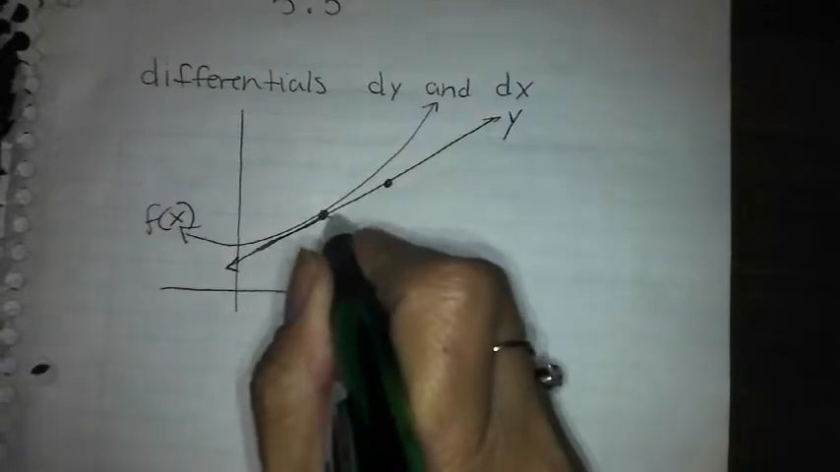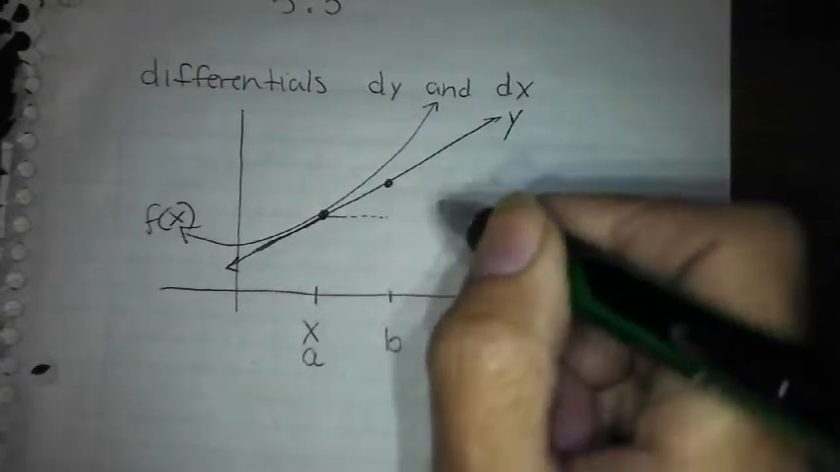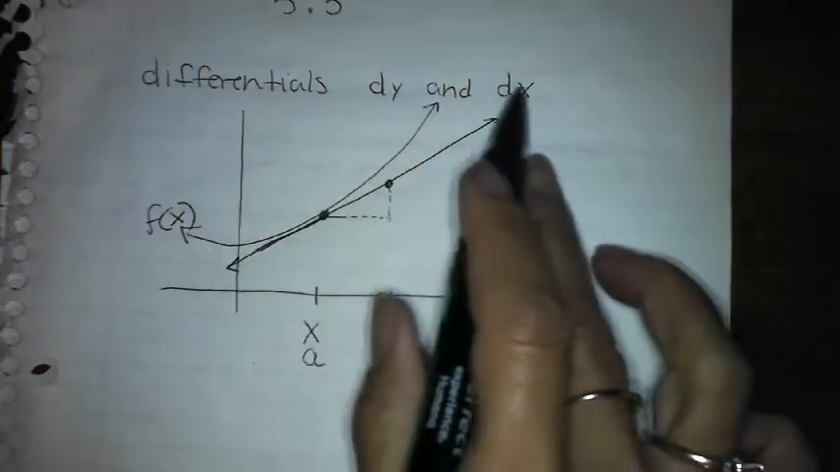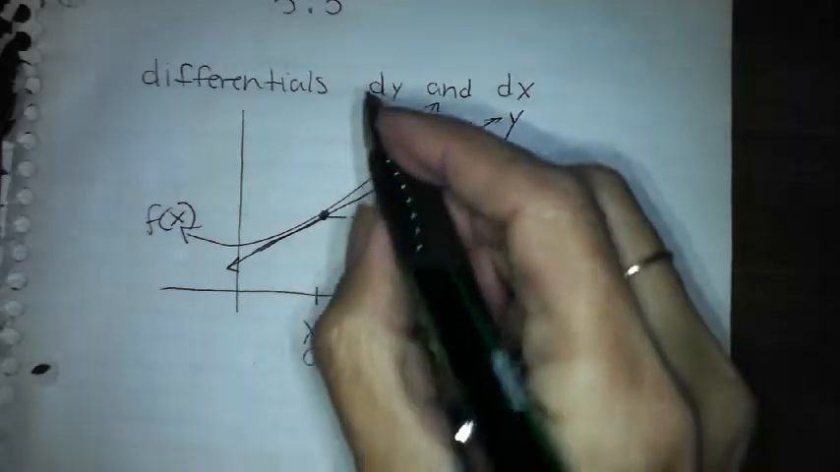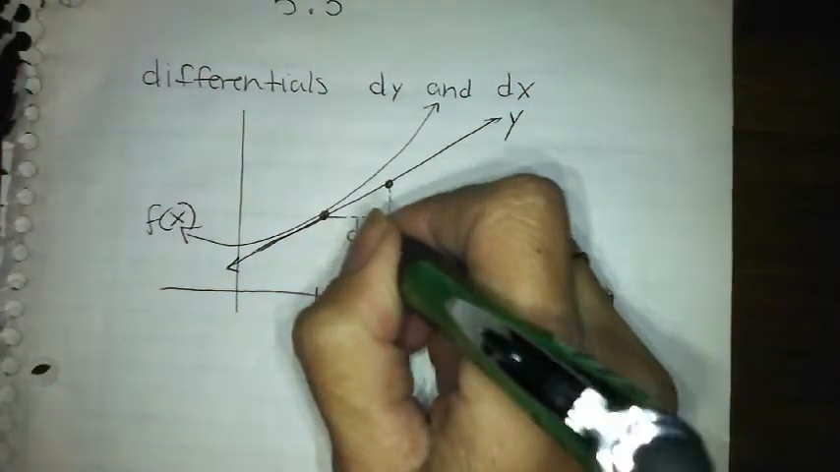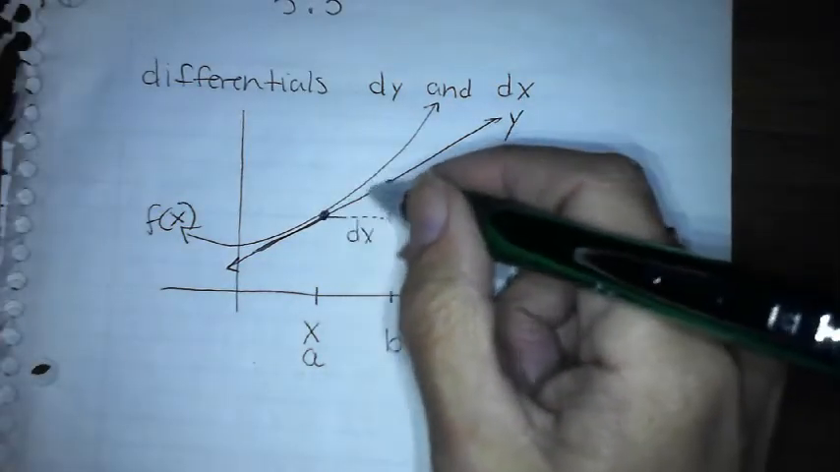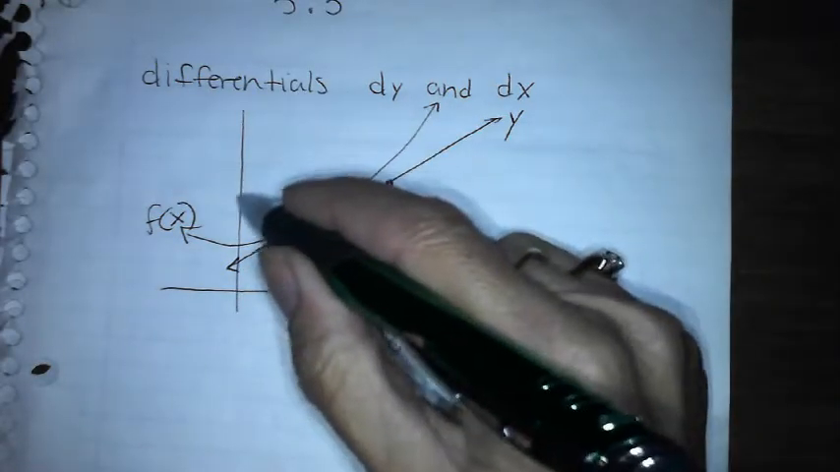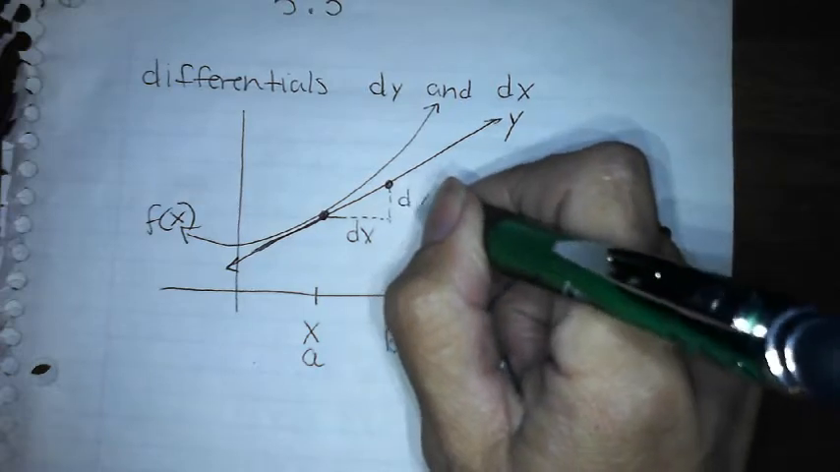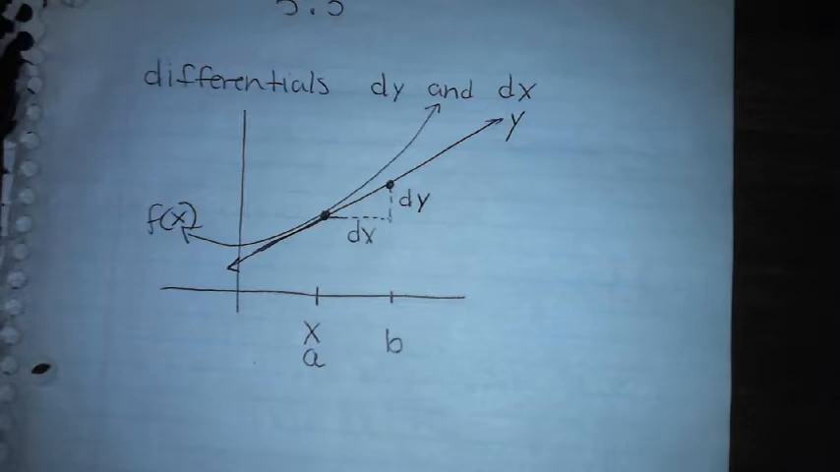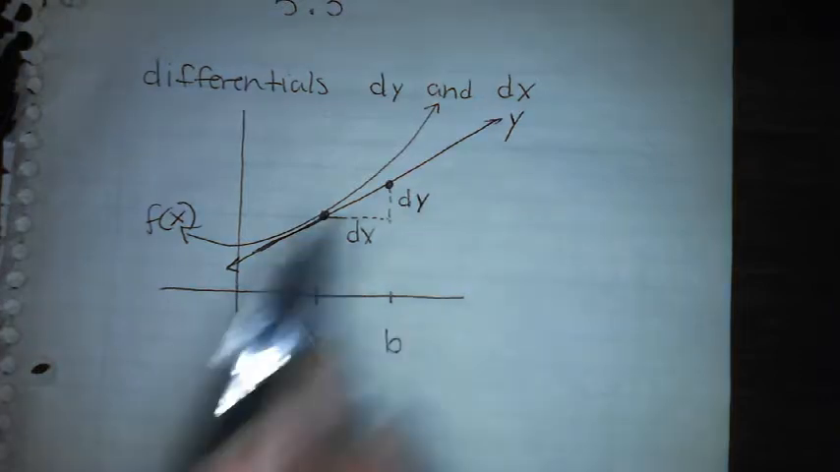The distance over and then the distance up between the 2 points, your differential dx is this distance over. That's dx. And your differential of y is the vertical distance between the points. How far apart are they according to the y-axis? That's your differential of y. So that's by definition what they are. We are going to find an equation to get dy.